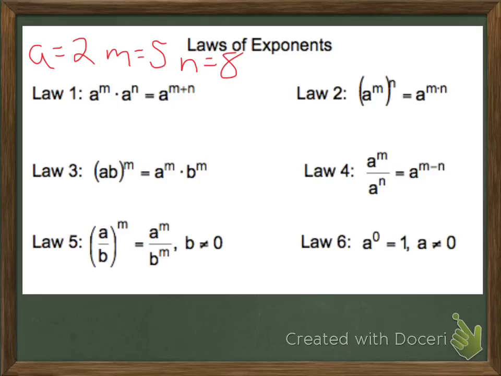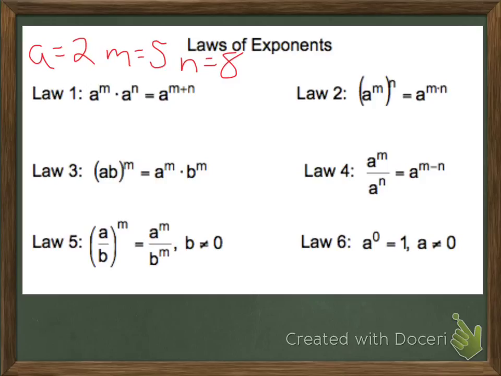Okay, so law number 1, if you have the same base being multiplied together that has two different exponents. So the same base, A is the same, but two different exponents. Anytime that I'm multiplying my bases, that's the same thing as if I just simply added the exponents. Now, notice that the base stays the same, just simply adding the exponents.